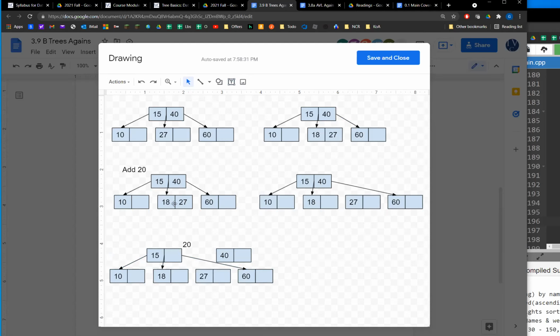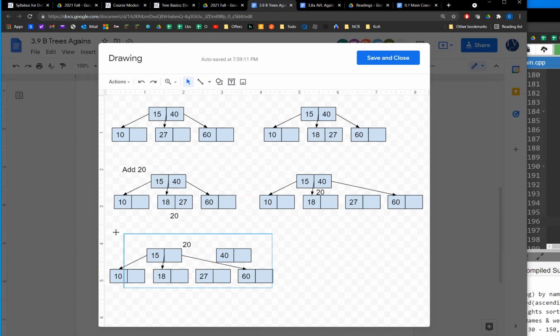Right, so when we tried to add 20, let's put it here. 20 is trying to get in here, in between 18 and 27. So the median value, once we get it to the leaf, is the one that pushes up, right? Because it's the one that splits. It works as a good parent for 18 and 27. So there's our 20 working its way up.